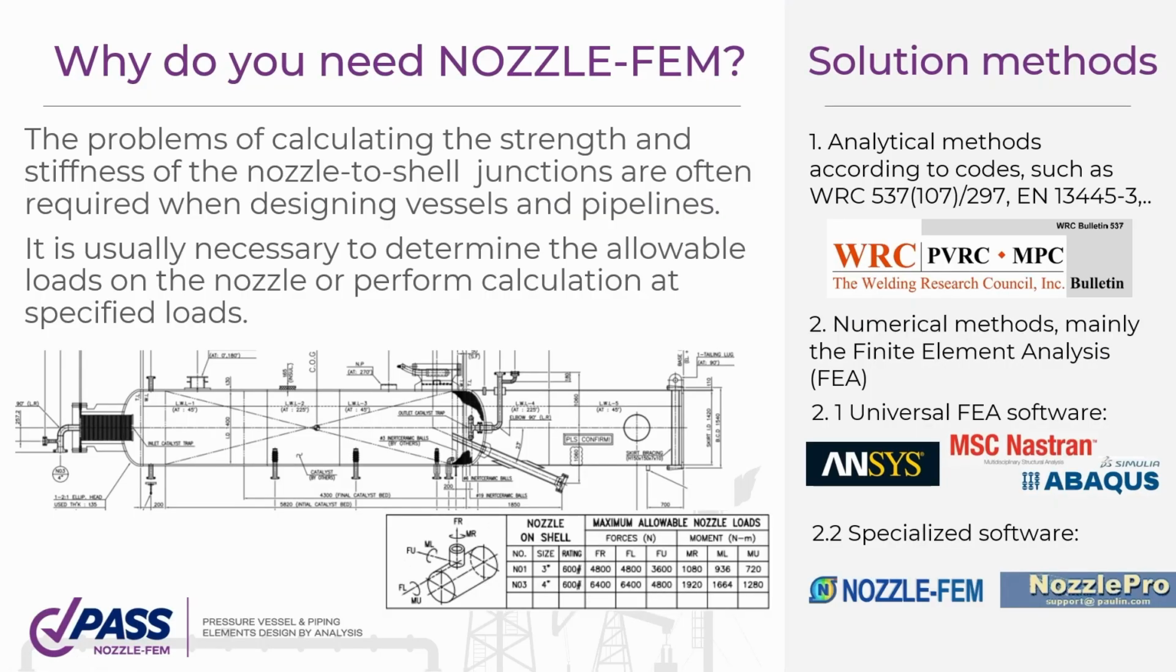Why do you need the NOZZLE FEM program? The problems of calculating the strength and stiffness of nozzle-to-shell junctions are often found in the design of vessels or pipelines. It's usually necessary to determine the allowable loads on the nozzle or perform calculation at specified loads. On the slide, you can see a typical drawing of a column with a maximum allowable nozzle load table.